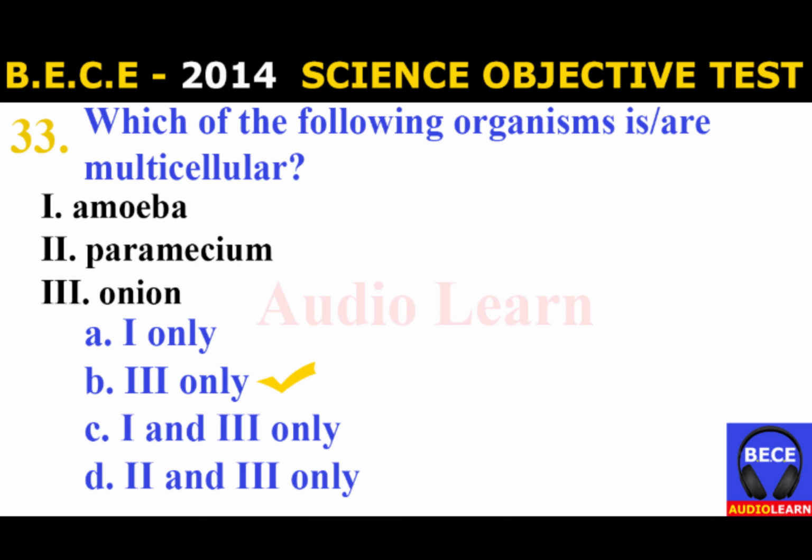Number 33. Which of the following organisms is or are multicellular? I. Amoeba. II. Paramecium. III. Onion. And the possible answers are A. I only. B. III only. C. I and II only. D. II and III only. And the answer is B. III only, which is onion. Which of the following organisms is or are multicellular? And the answer is onion.